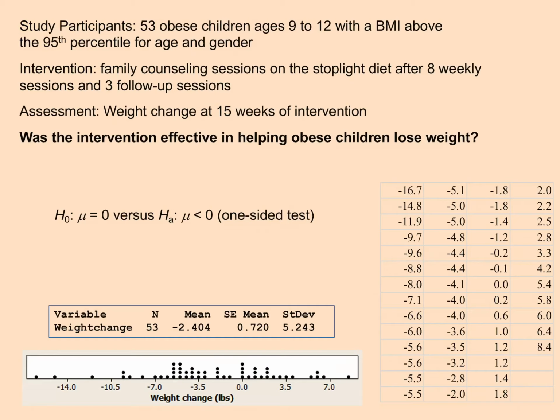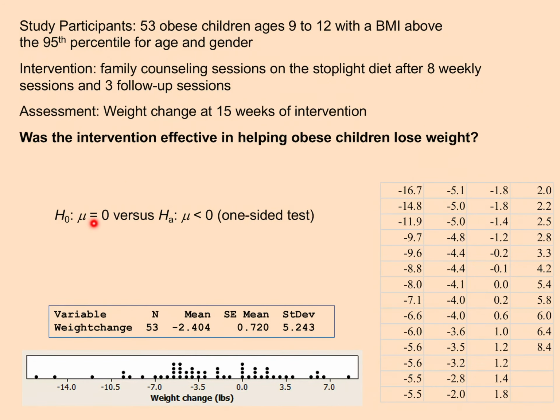Question is, was the intervention effective in helping obese children to lose weight? So because we're assuming that this intervention program is designed to cause weight loss and not either weight loss or weight gain, we can assume this is a one-sided test. All right, so our null hypothesis is that our population mean is 0. So what does that mean? The population mean weight change.